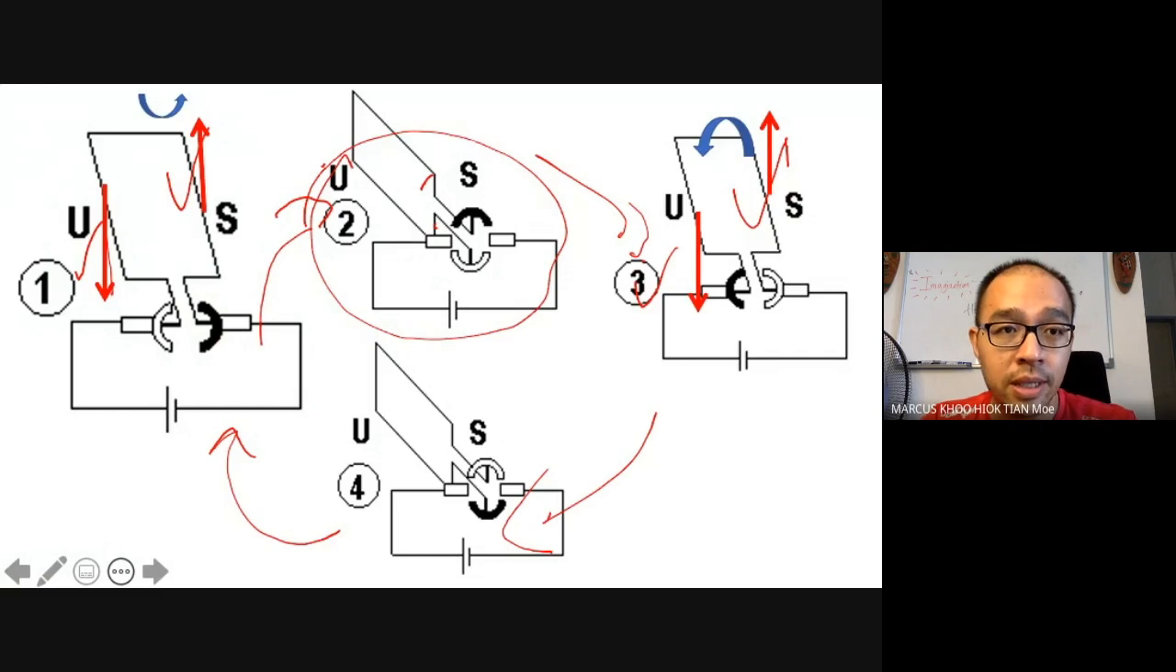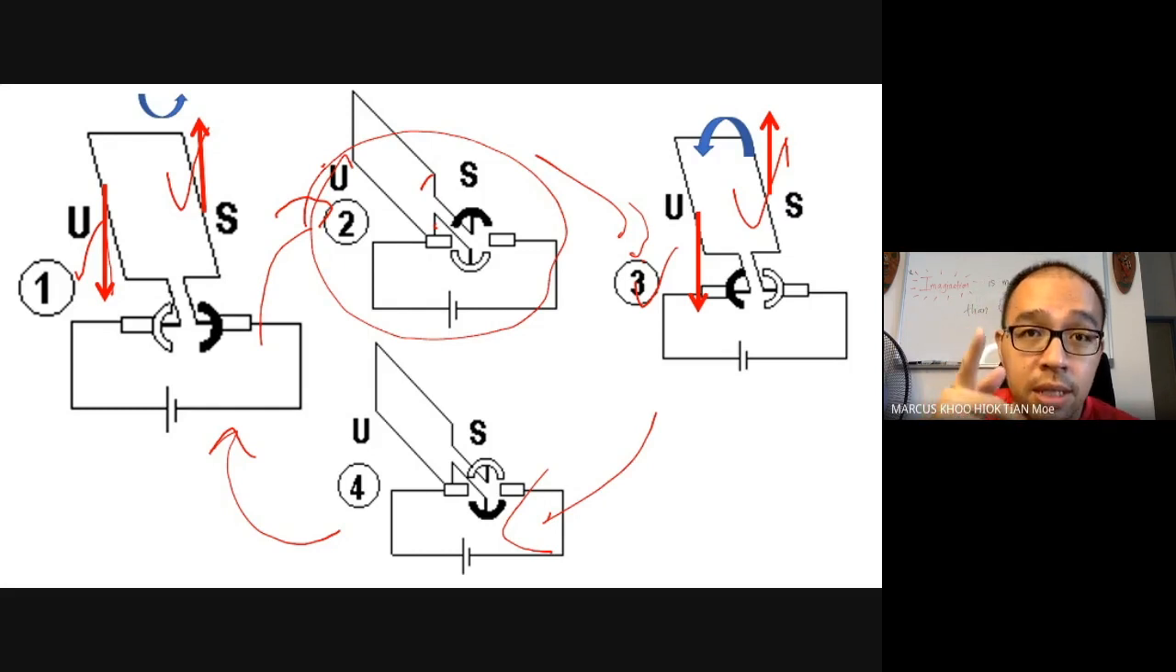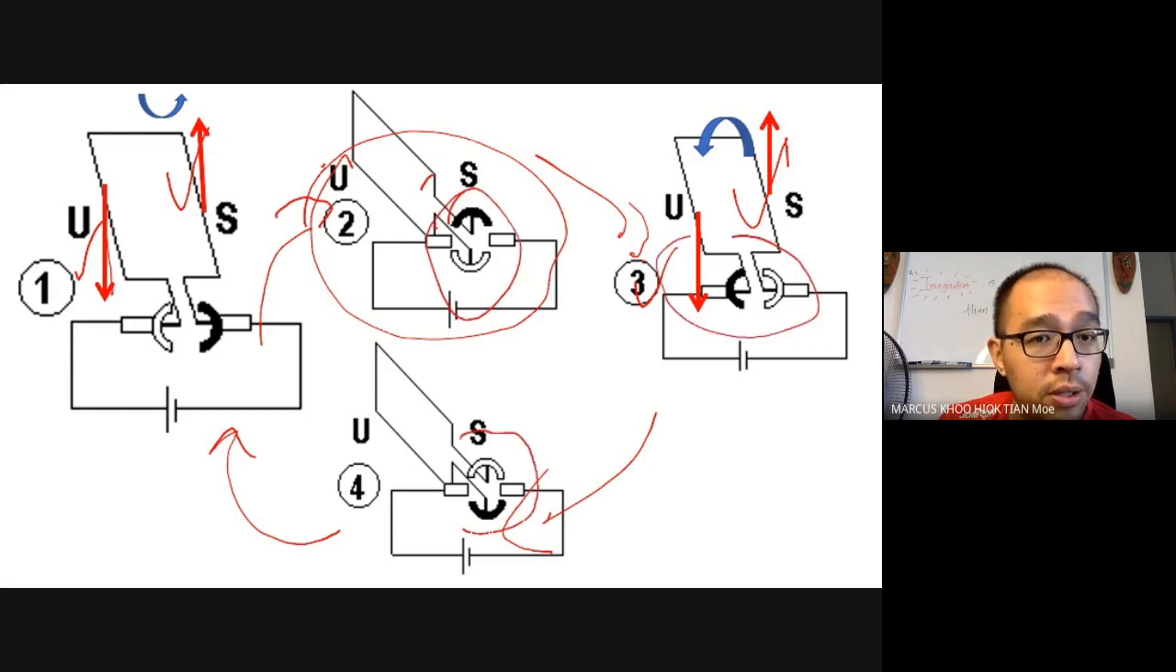So this was the situation that I gave you yesterday. Of course the most important thing is that we need to understand the function of the commutator. The function of the commutator is to reverse the direction of the current, so that it always flows in one direction. This is a very important thing, and I think this picture is pretty clear. It tells you that this part and this part follow together. So it will be contact, no contact, contact, no contact.